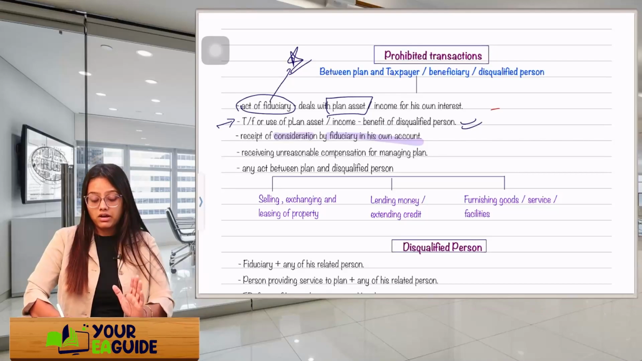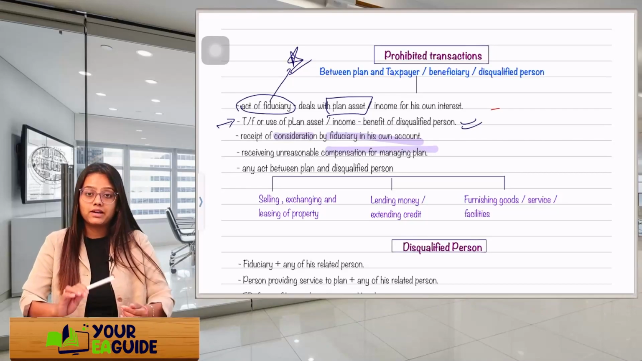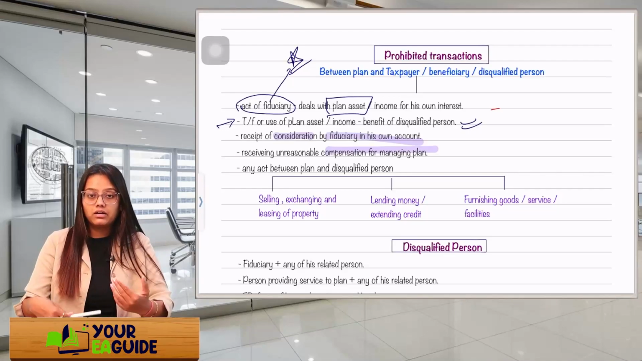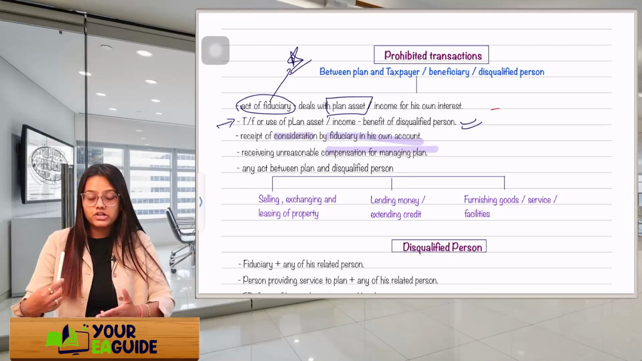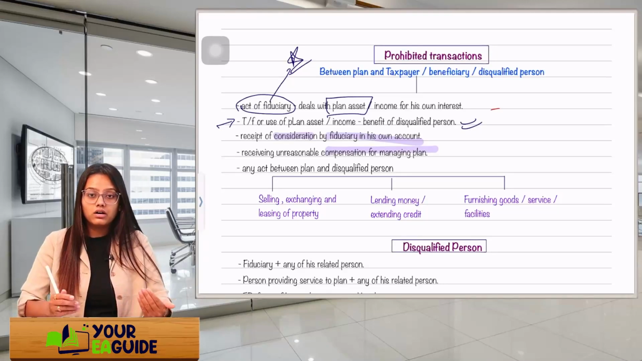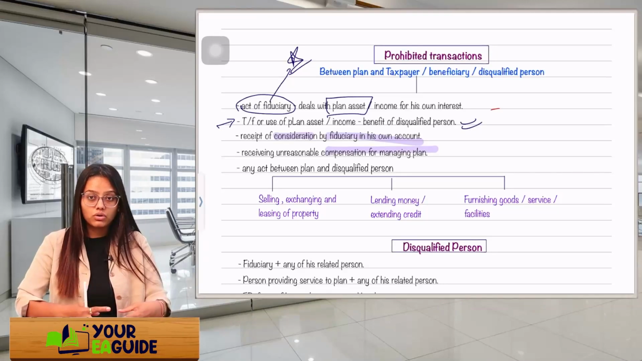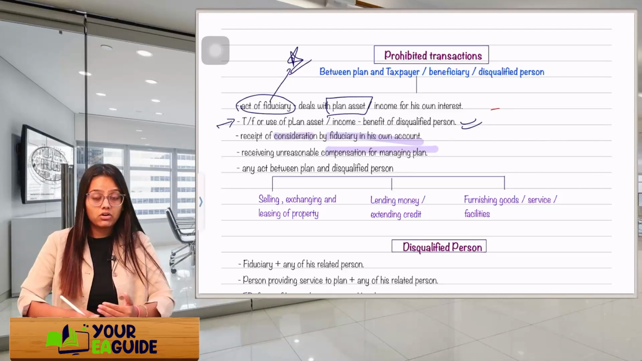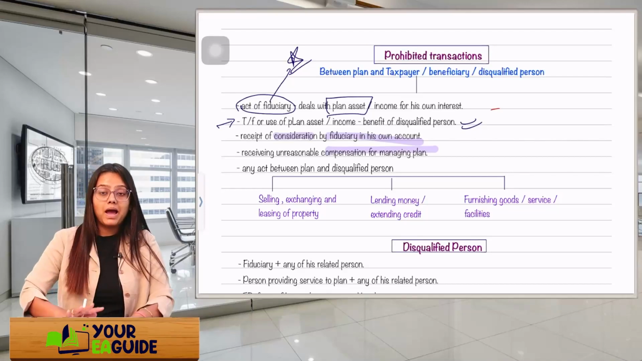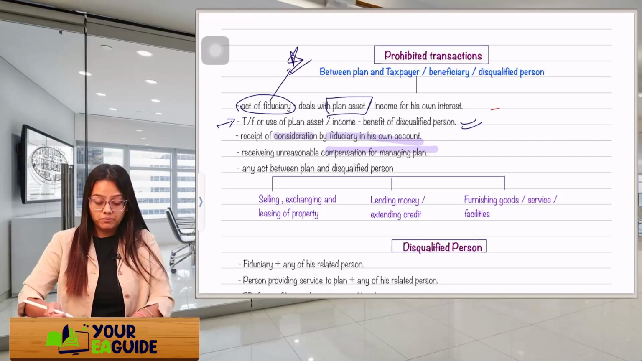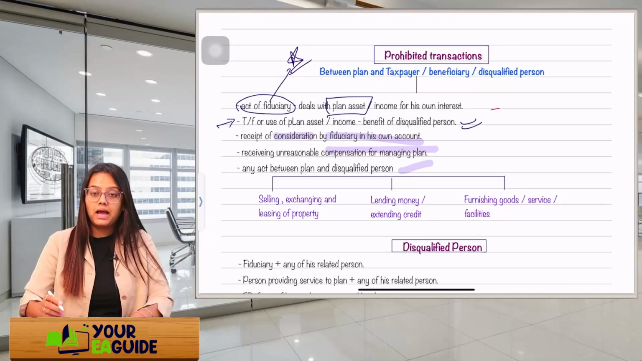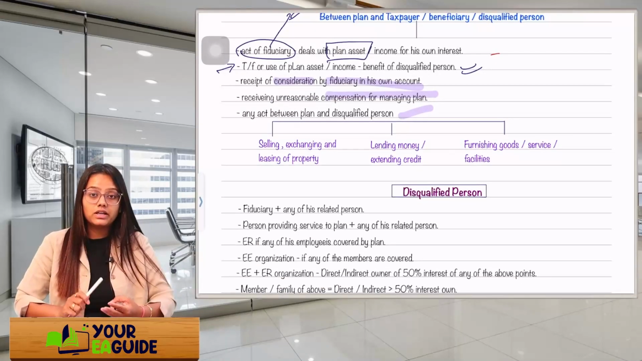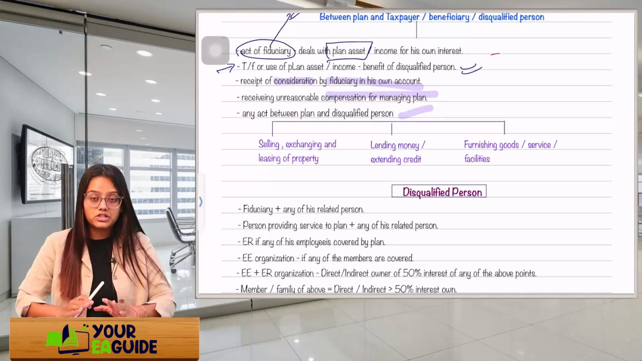If they are receiving unreasonable compensation, let's say for managing my plan I'm giving him some extra money so that he can invest it somewhere else and generate some more revenue instead of the IRA earnings also. Okay, so this is what is not allowed. This is a prohibited transaction. I cannot pay him an extra amount just to manage my account in a different manner. Or any act between the plan and a disqualified person, means if I am going to sell or exchange or lease the property, that is not allowed. That is a prohibited transaction.